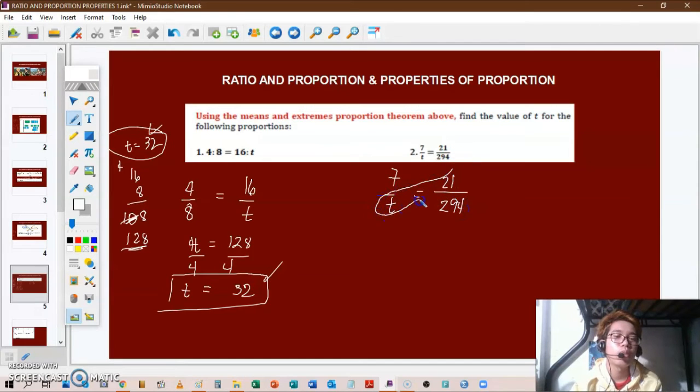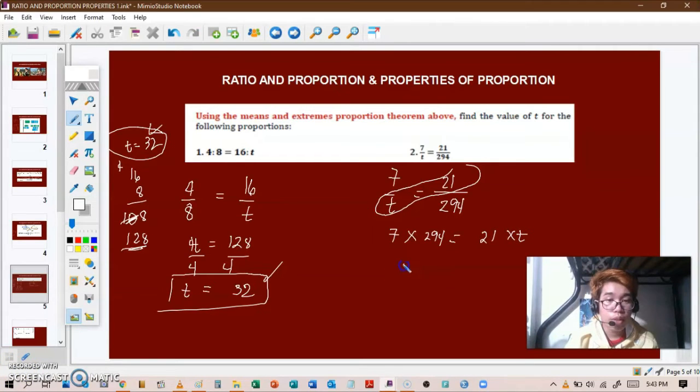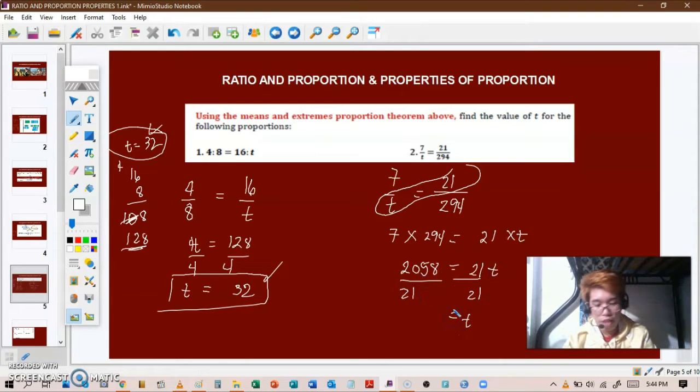Okay, so using cross multiplication, we have here 7 times 294 is equal to 21 times t. So therefore we get 2058 is equal to 21t, and then when we divide both sides by 21, the value of t is equal to 98. Okay, so that's simple by using cross multiplication.